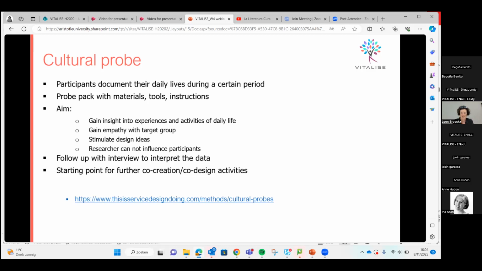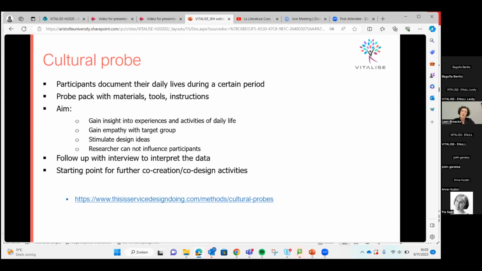And then sometimes we try to have mixed methods, a bit of writing, but also some sketching. Also pictures are involved, sometimes making some recordings, audio or video. And then it's followed up by an interview to interpret the data, of course, because what they mean by it at that moment is not always clear for us as researchers. So there's also a follow-up interview.